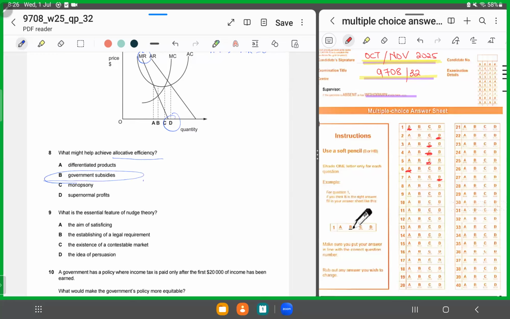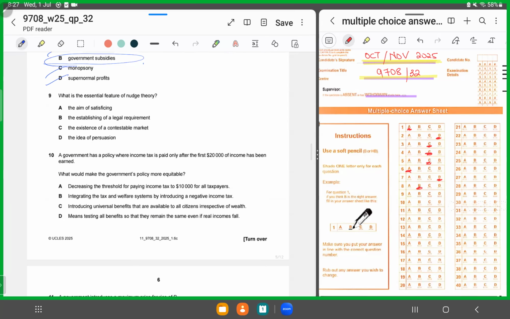It cannot be A because this might increase market power differentiation. It cannot be C because monopsony again causes labor market failure. It cannot be D because again supernormal profits indicate what? Imperfect competition. So it has to be B. So for 8, we'll shade in B as the correct answer.